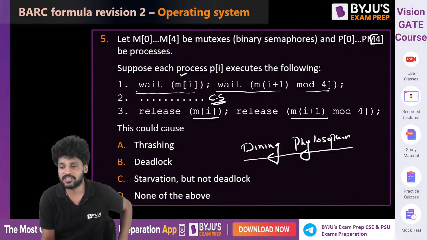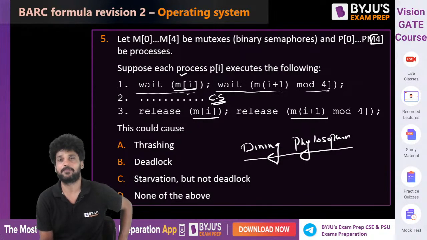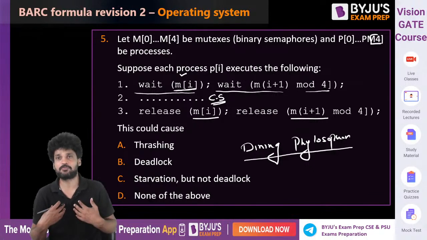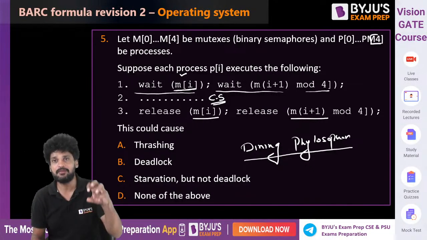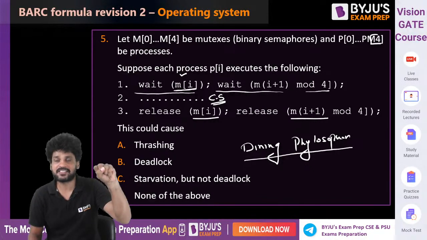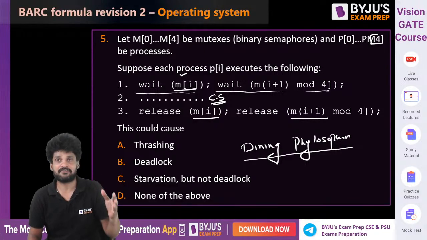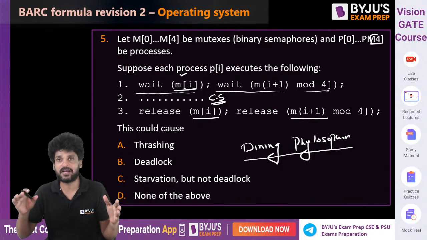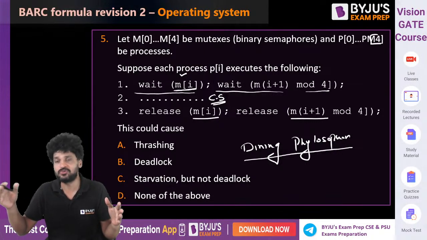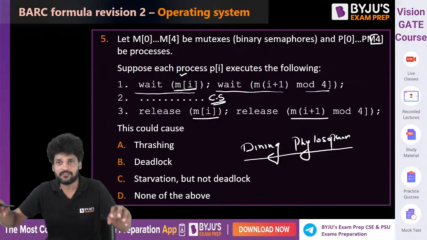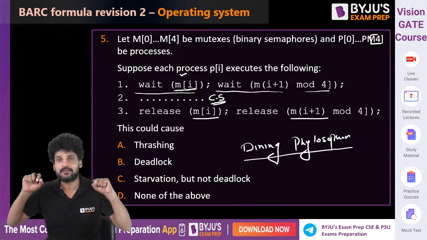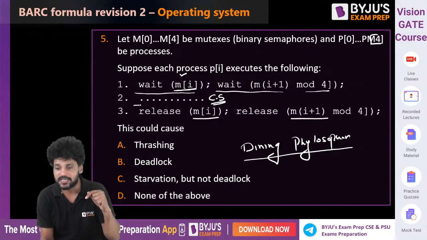Here what he is saying, M of I. Okay, what is M of I? M of I means the first mutex semaphore. Now what I am doing is, I am the first process, I am the 0th process. I am going to hold my first semaphore, which is towards my left, and then I need to grab my right semaphore, which is towards my right. After taking both of my semaphores, I will be able to enter the critical section.